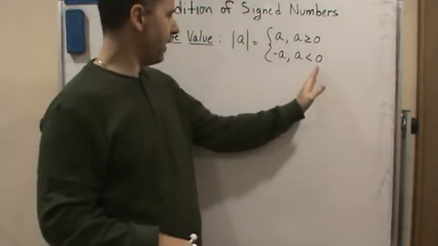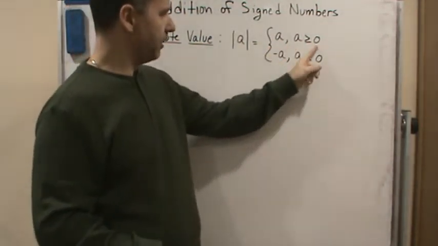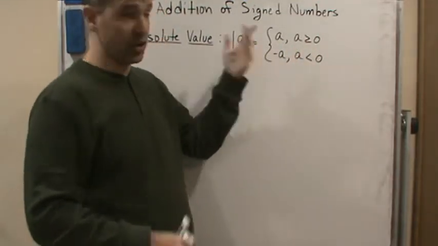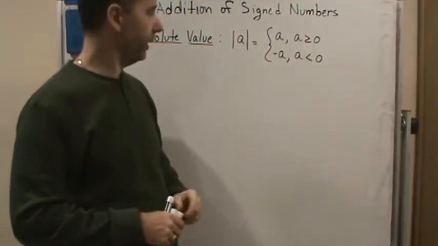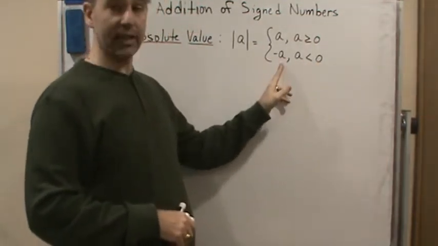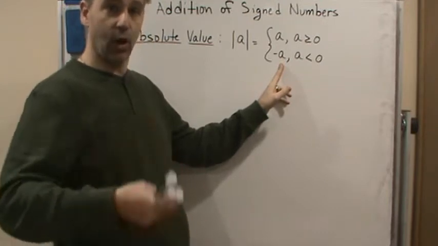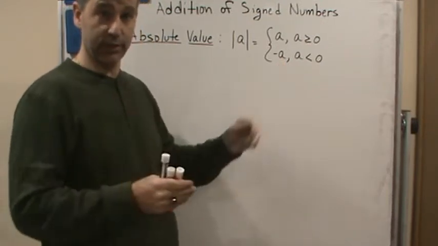So the definition of absolute value is this. It just means that, hey, if A is positive, then the absolute value of A is just A. Okay? If A is negative, though, then the absolute value of A is just the opposite of that, which is, again, positive, right? So that goes into the explanation I just gave.